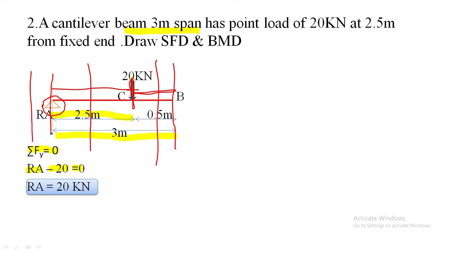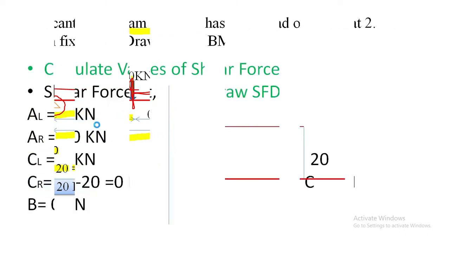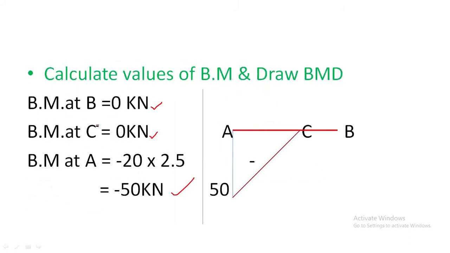Now look towards the free end. While looking towards the free end, there is only one force present, which is 20 kilonewton, also going in downward direction, so consider minus 20, and the distance is 2.5, which is present between Ra and C. So minus 20 into 2.5 is equal to minus 50 kilonewton. So this is about the values of the bending moment.